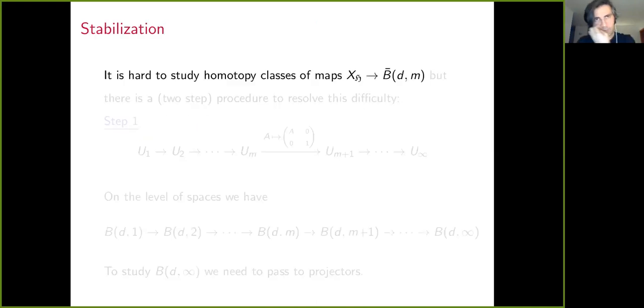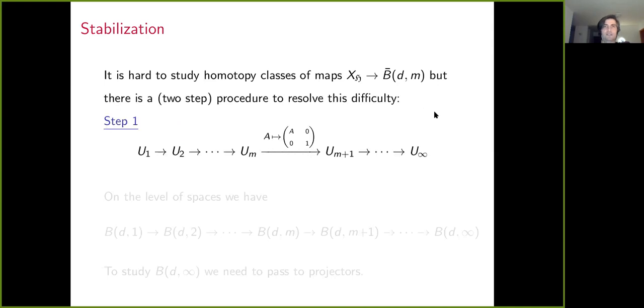Okay, but in general, the problem is that if you want to study these maps directly, then it is very hard, because essentially we don't really understand the space very well. Homotopy groups of this space are really hard to understand, so they are not known. But we will try to overcome this problem in a two-step procedure. The idea is a stabilization.